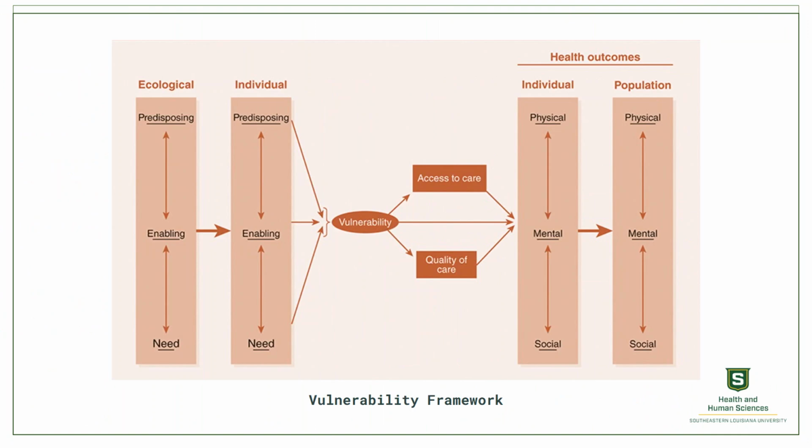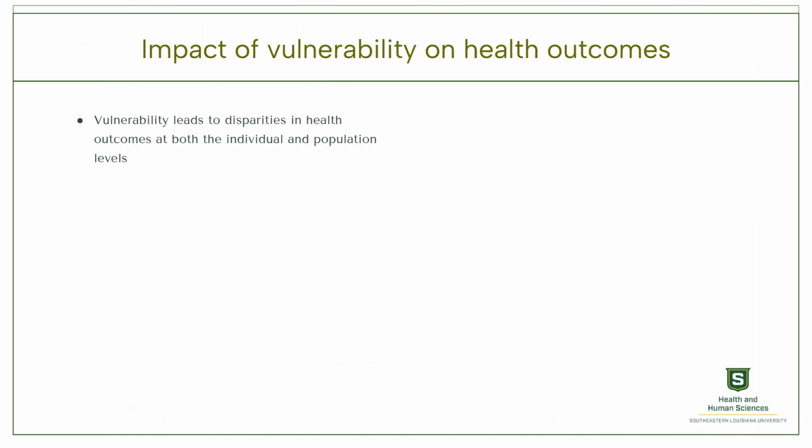So we have talked about the ecological and individual elements. We've also talked about how vulnerability affects access to care and quality of care. In this last piece, we're going to talk about how all of this fits into individual and population level health outcomes. So, vulnerability leads to disparities in health outcomes.